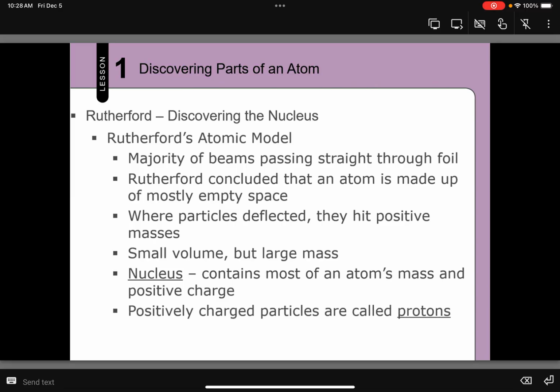And so they called those positively charged particles protons. Protons are found in the nucleus of an atom. They make up a large portion of the mass, and they are positively charged. And then he also came up with the idea that the electrons, the negatively charged particles, occupy that empty space outside of the nucleus.